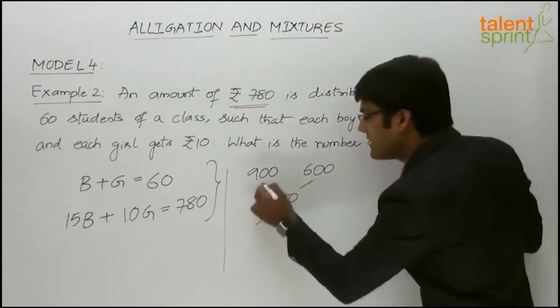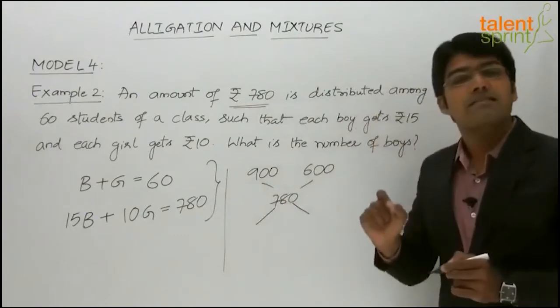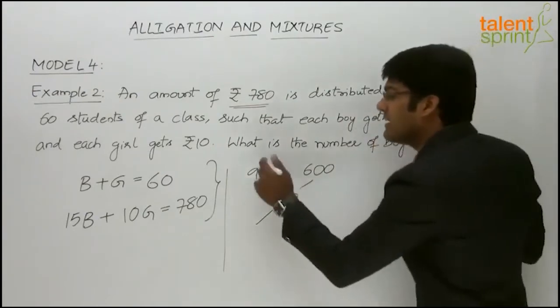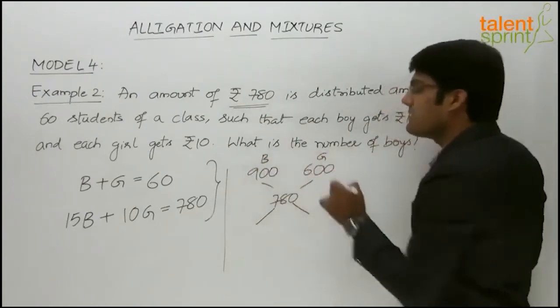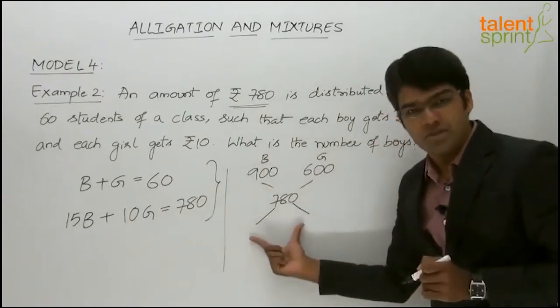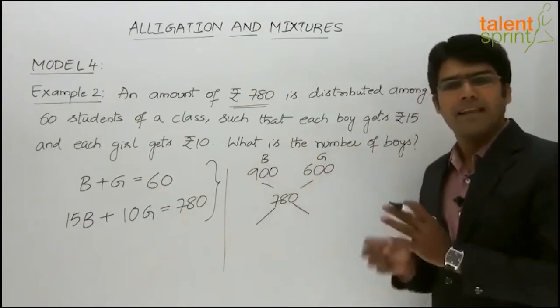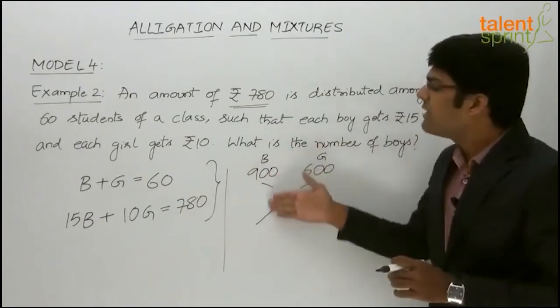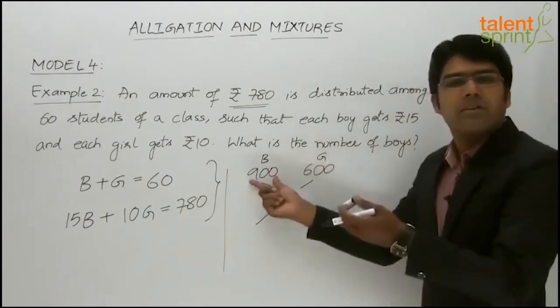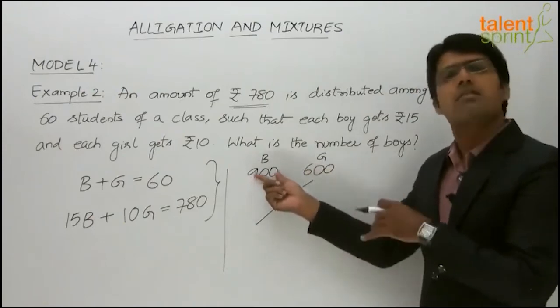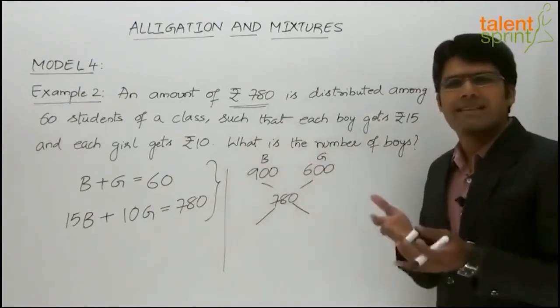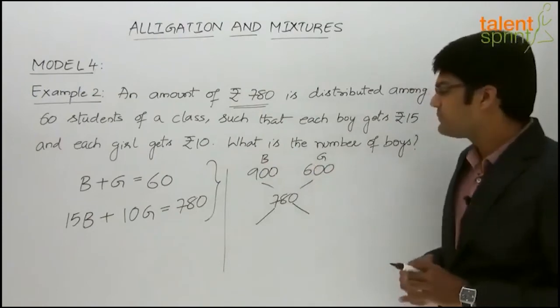Now take the cross difference to get the ratio of the boys is to girls. Remember, 900 is with respect to boys and 600 is with respect to girls. So the ratio will be B is to G. If we take 600 here and 900 here, we get G is to B, right? The final answer is going to be same based on what value you take first. Type 1 is boys and type 2 is girls, or type 1 is girls and type 2 is boys. That doesn't really affect our answer.